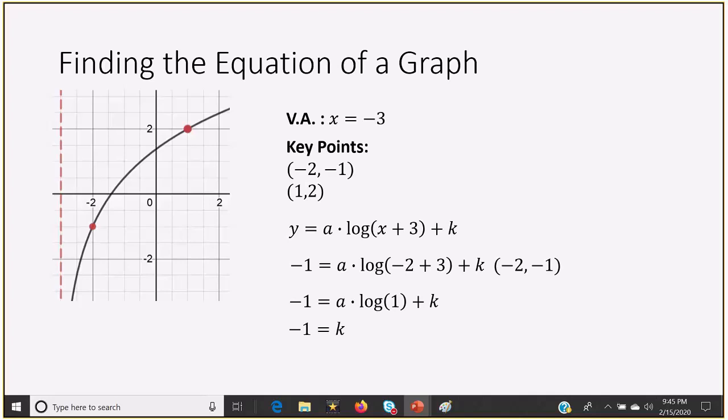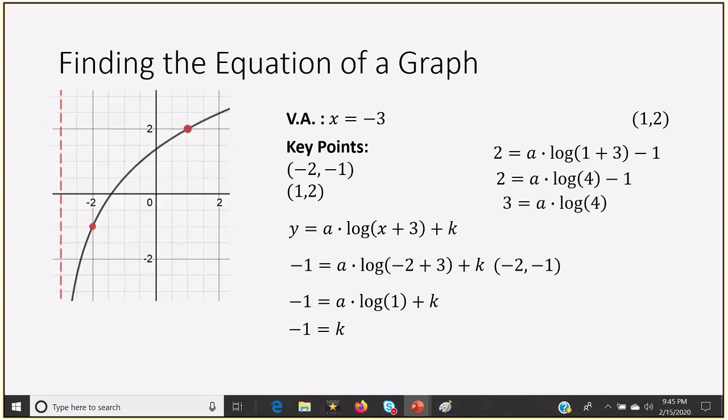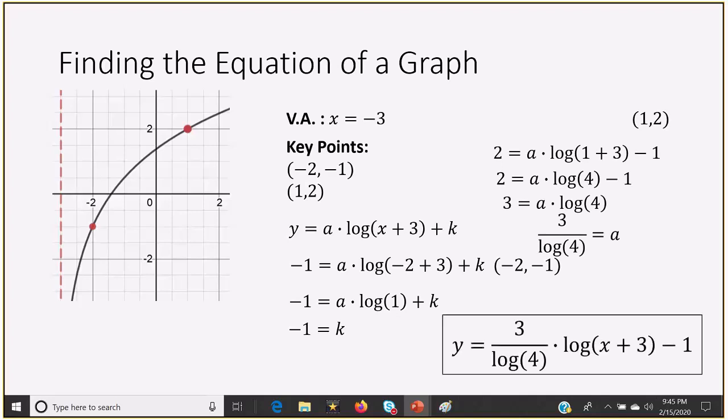So I solved for one of those variables in the equation in the middle of the slide, and now we want to find my a. So I plug in my k, and I plug in my other key point, (1, 2). So my x becomes 1, my y becomes 2, and then again, now I'm going to be solving for a as opposed to k. I go about solving for a. So I add 1 to both sides. I divide both sides by log 4, and so that's it.